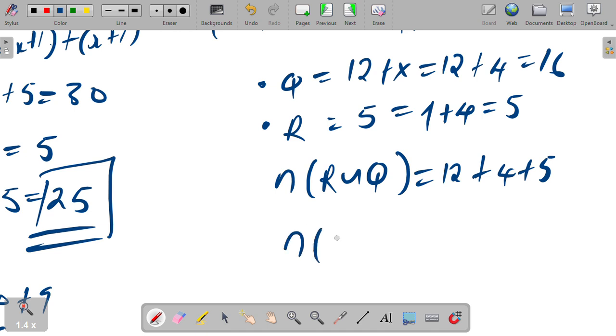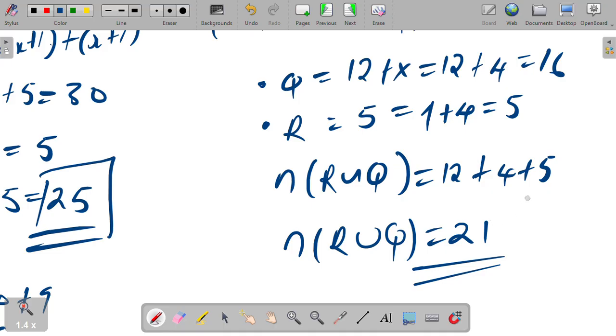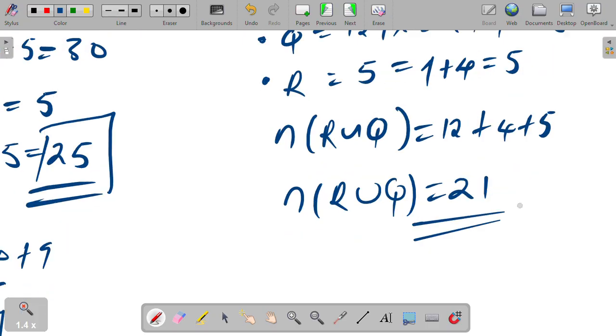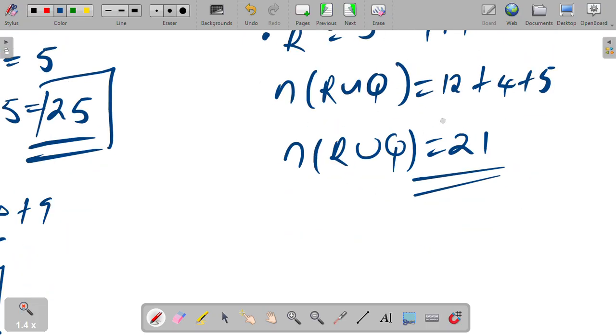What do we get? n(R ∪ Q). Let me just rub here so that I write the sign properly. What's our answer? It's 21. 12 plus 4 is 16, and 16 plus 5 is 21. So our answer here is 21. This is how you get the solution for the third question, Roman numeral 3.